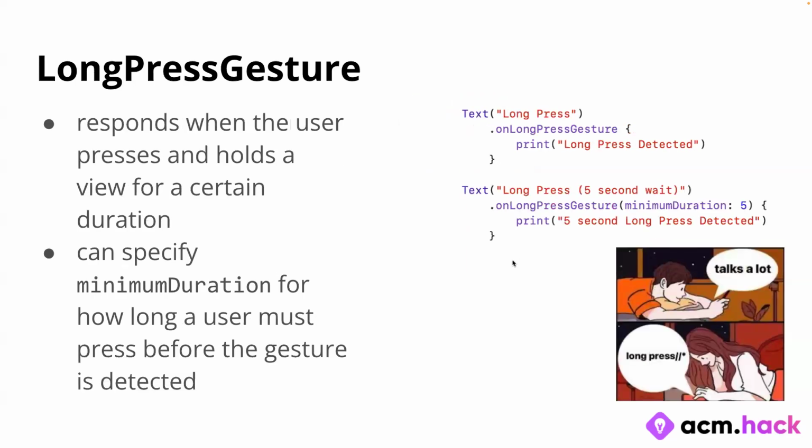So the next gesture is the long press gesture. This responds when the user presses and holds a view for a certain duration. And here you can specify a minimum duration for how long the user must press before the gesture is detected. So it's very similar syntax. Here we have onLongPressGesture, and it's attached to the text "long press". And then we'll print "long press detected". It's basically the same thing, except we have this minimum duration argument, and it says 5. So after 5 seconds, it'll print "5-second long press detected". And you can actually test this for yourself, as this will work in Xcode as well.